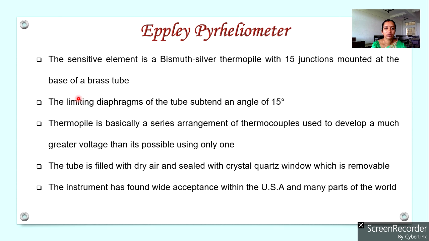So the tube will be filled with dry air and it will be sealed with a crystal quartz window, which is removable. The tube, on the bottom of which this thermopile is placed, is filled with dry air and it is sealed at the top with a crystal quartz window, and this window is removable. So whenever we have to make measurements we can open the window.